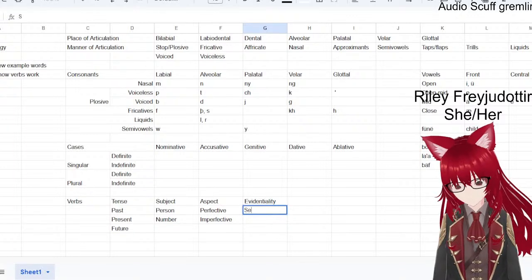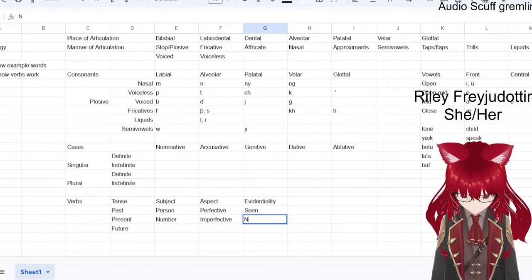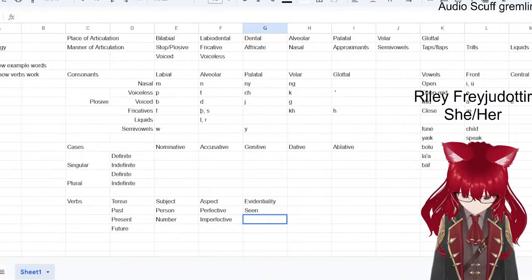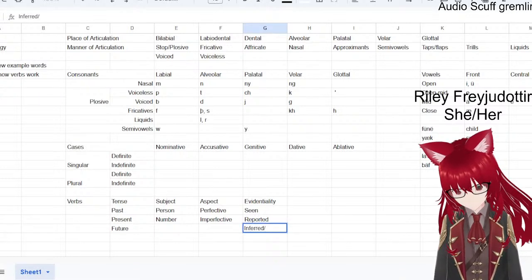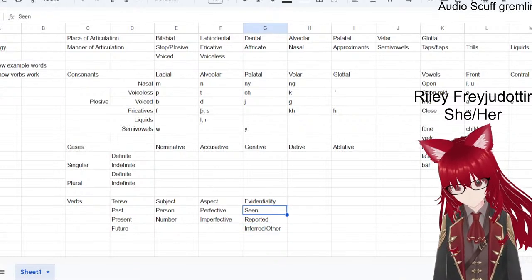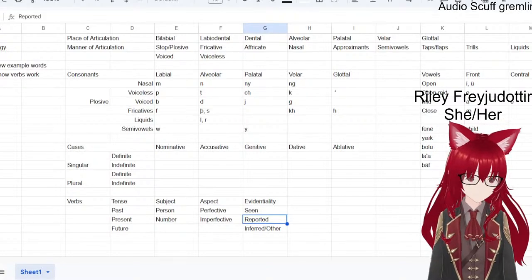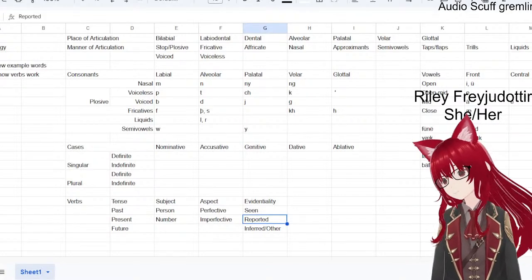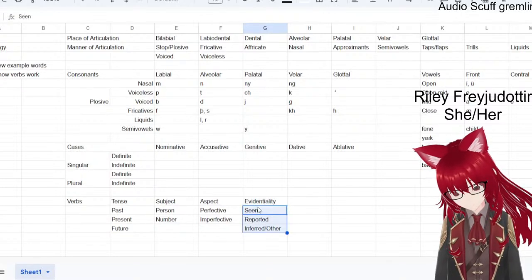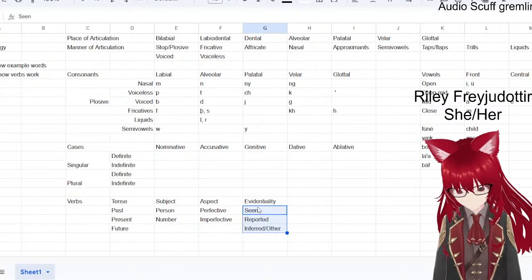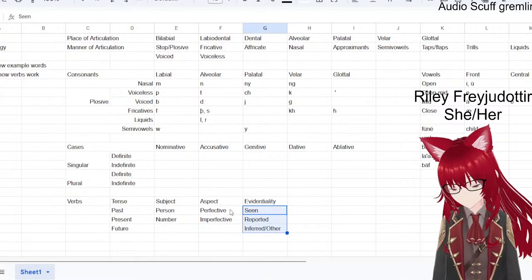Evidentiality: seen, reported, inferred, other. Evidentiality is marking that can go on the verb, or it can also be its own separate thing. It's a specific grammatical thing that you see in, for example, Turkish.